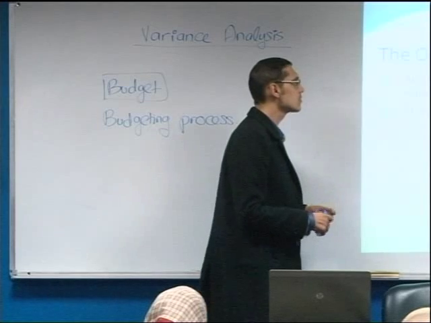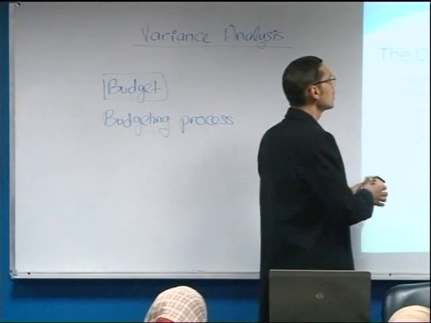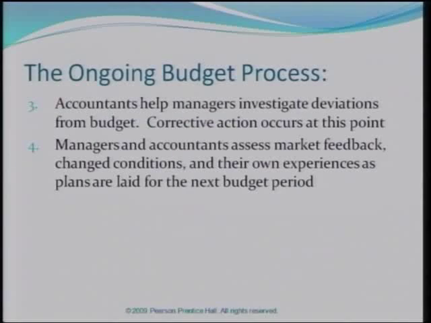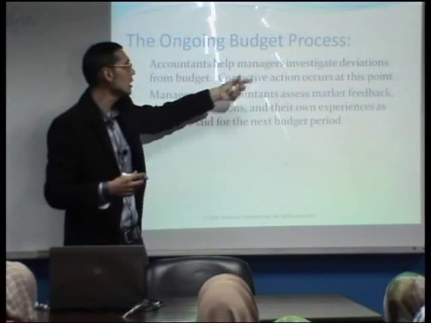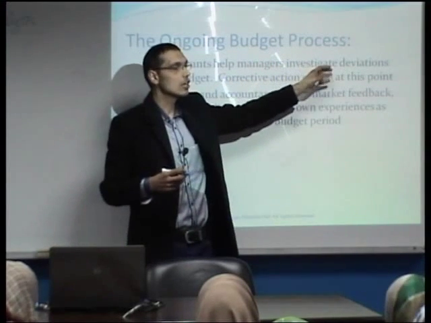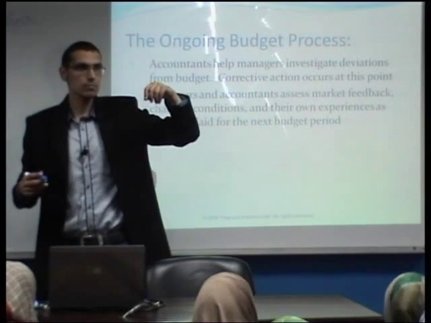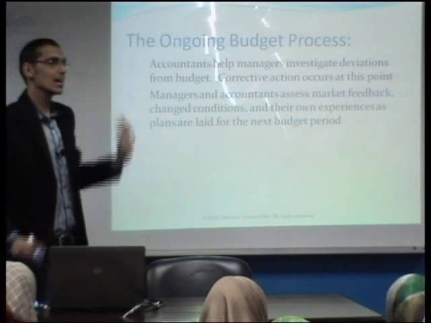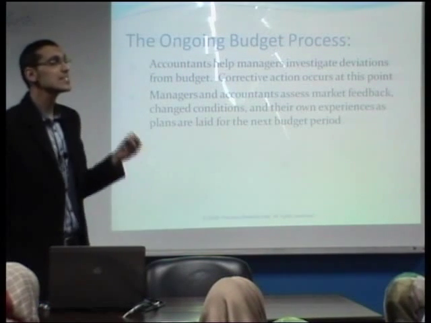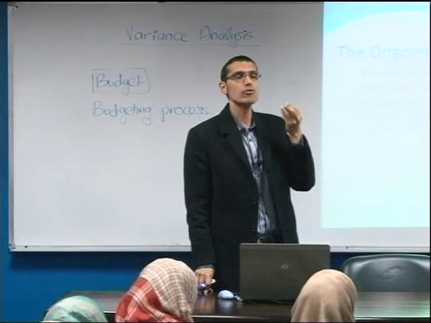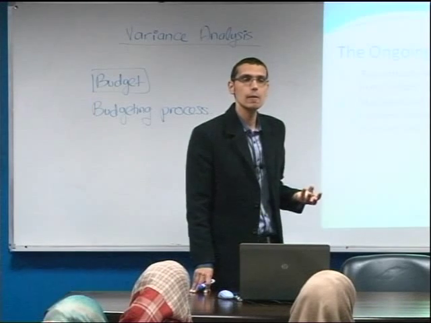The third phase is now accountants help managers investigate deviations from the budget. Of course, after determining and investigating the deviations, we need to have corrective action in order to correct the mistakes of these deviations, which is the feedback. Excellent. Therefore, step number 3 is one of the most important steps or phases in any budget cycle.